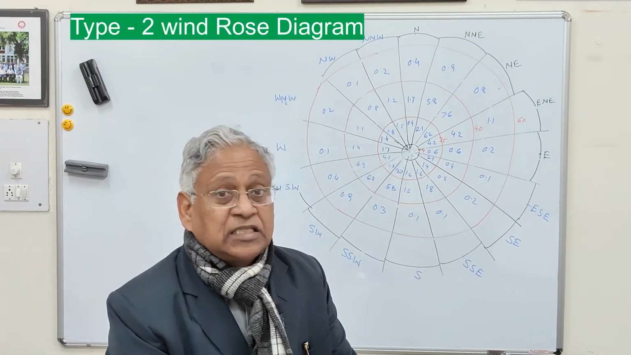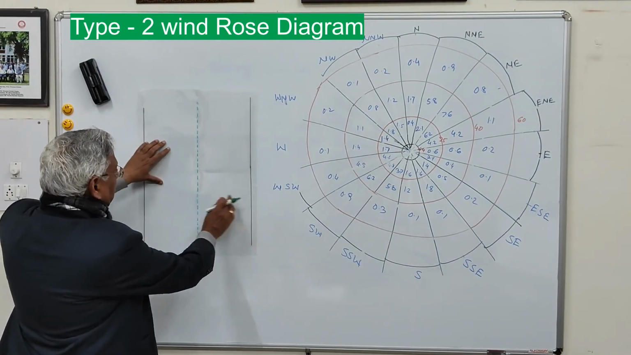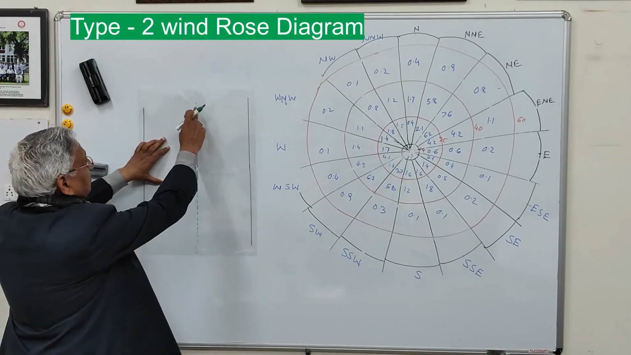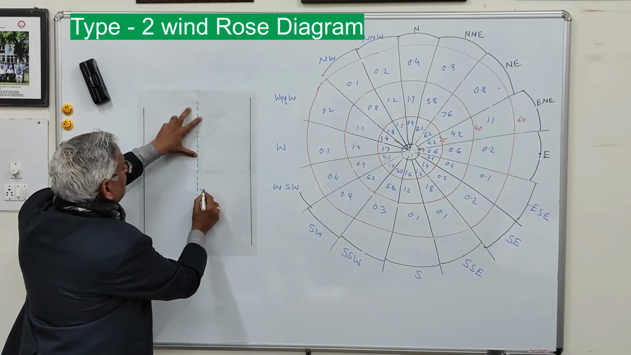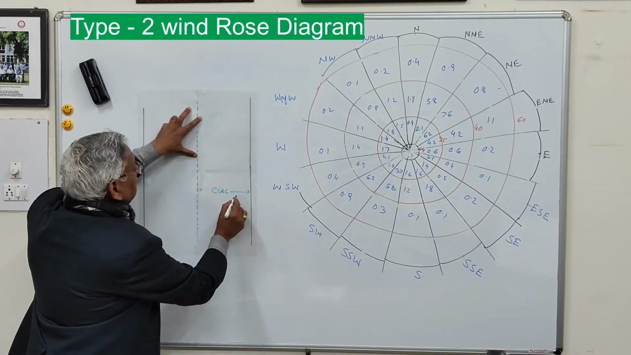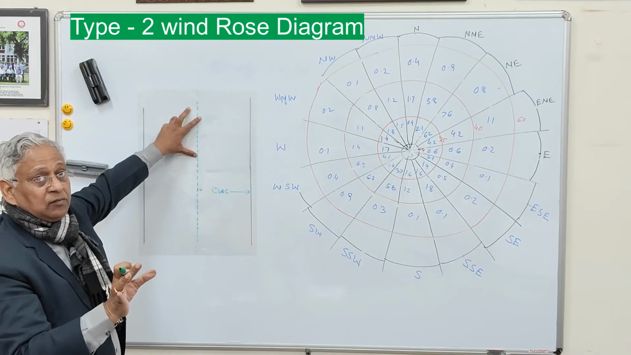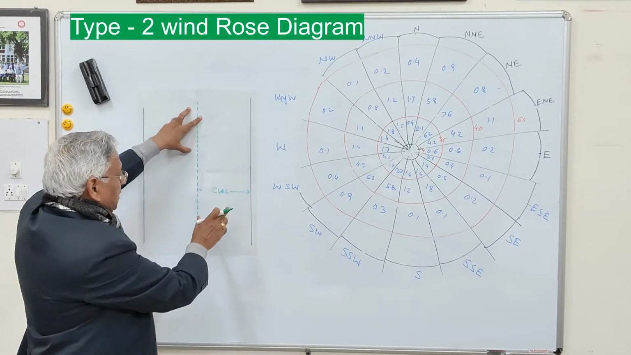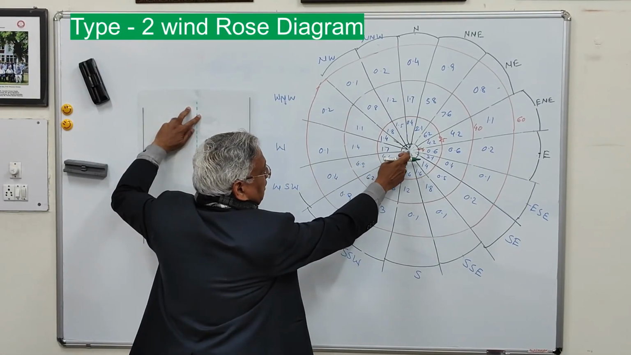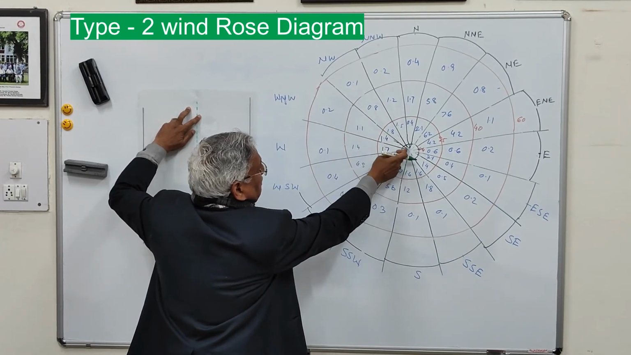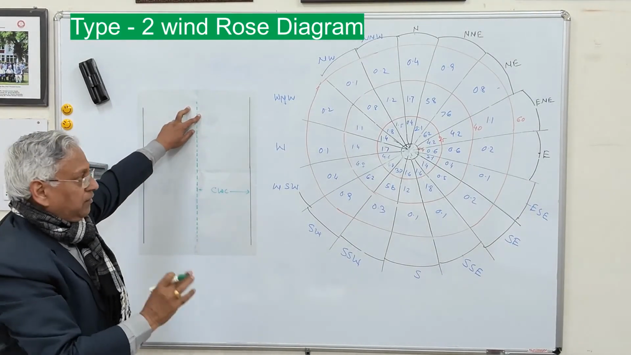Now take a transparent sheet like this and draw 3 lines here. One at the center and 2 outer lines, and this spacing is equal to the crosswind component which is permissible: 30 km per hour, 35 km per hour, 25 km per hour, whatever you take in your design. But this distance should be taken at the same scale as the scale of the Windrose diagram. So here if you have taken 0 to 40, this is the distance for 40 km per hour. Similarly, you take this distance for 30 km per hour, 35 km per hour.